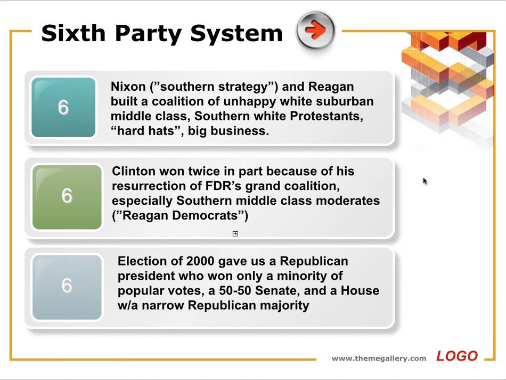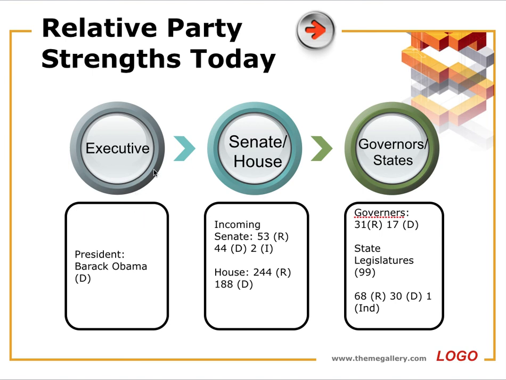The election of 2000 gave us a Republican president who won only a minority of popular votes, gave us a 50-50 Senate and a House with a narrow Republican majority. And that's kind of where we've been dicing back and forth in that time. Now, based on the 2014 elections, we can see that the same thing has happened. We have an executive branch which is Democratic. We have a Senate and House which is Republican. And I want to explain some things here. There's one senator missing because there's a Senate election in Louisiana on December 6th, which will decide the final vote here.